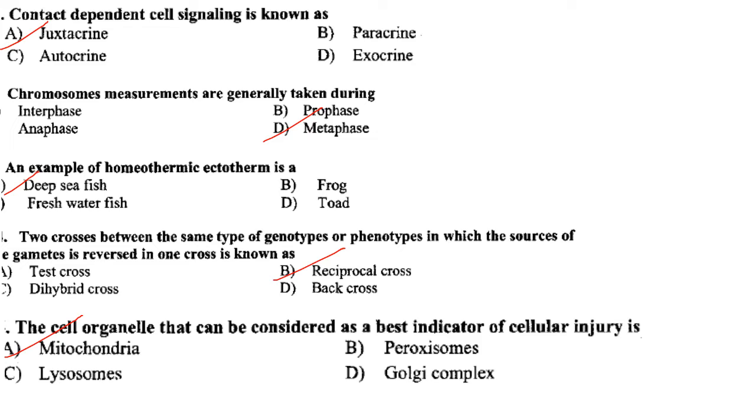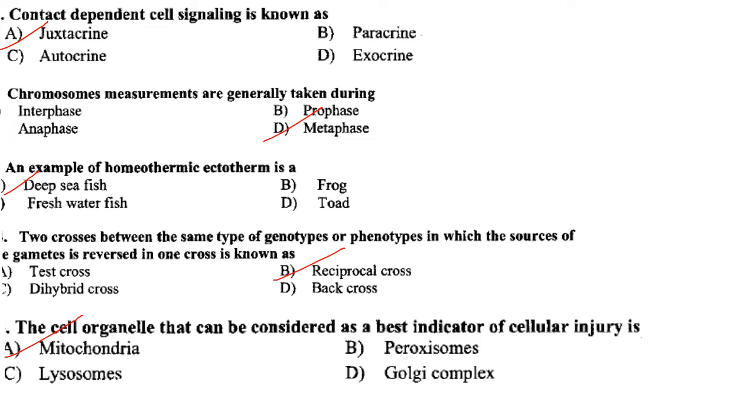Then chromosome measurements are generally taken during the metaphase, because at that stage the chromosomes are more prominent and visible and they are more condensed also. An example of homeothermic and ectotherm is deep sea fish. Answer is option A. Two crosses between the same type of genotype or phenotype in which the sources of the gametes is reversed in one cross is called the reciprocal cross.